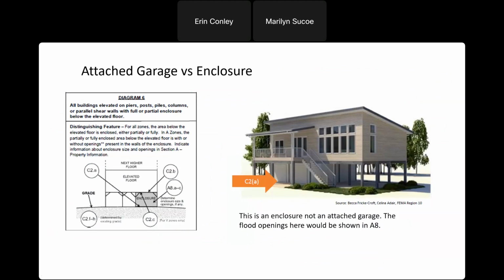Attached garages versus an enclosure. So this is an example of an enclosure. It is a garage, but it is an enclosed space beneath the home. And you can see this in diagram 6, how it shows that example there. And so that is an area that would require flood openings because it is an enclosed space beneath the home. And so an enclosed space beneath the home is allowed as long as it is for storage only.